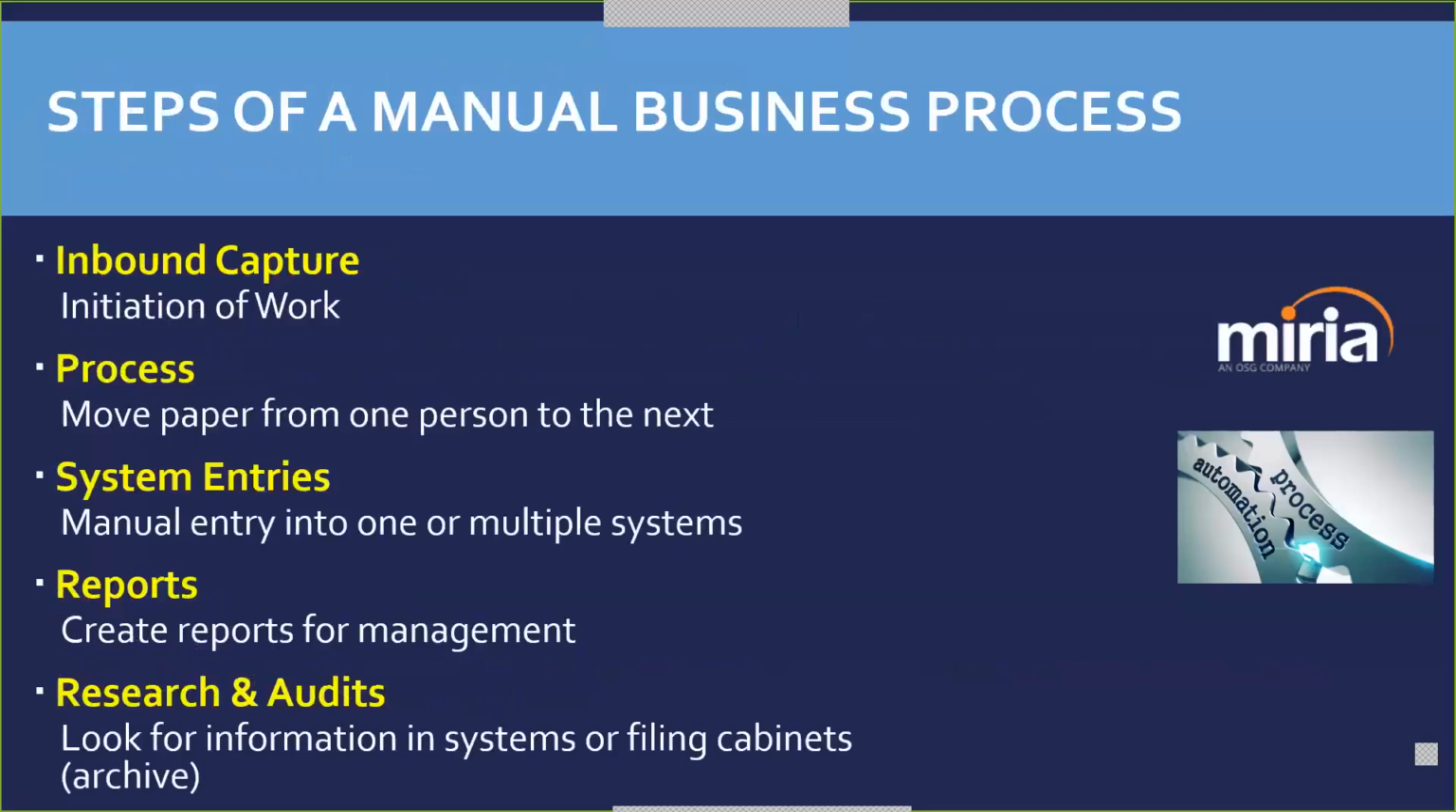So if you look at the steps of a manual business process, as an example, I would suggest that these are the five things that an organization does in a process within a particular department. For example, I may have an inbound capture that's triggered from a piece of paper, a fax, or an email, as I mentioned first. And when I read through that document, I may say, okay, I know what actions I need to take on it.